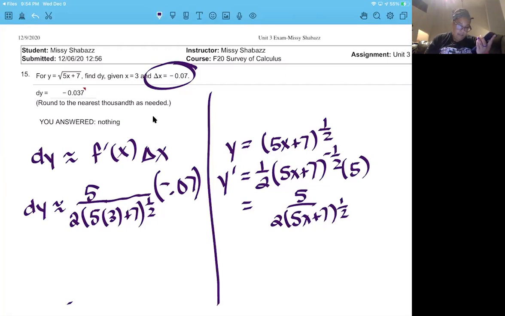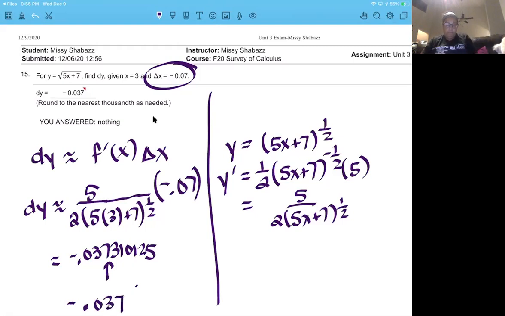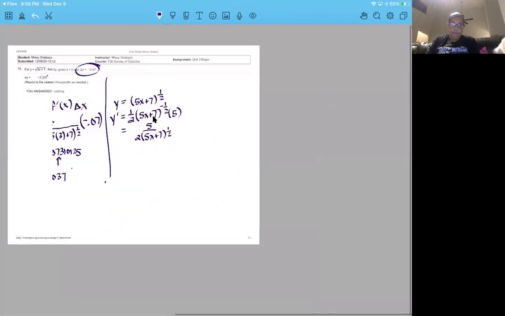And I am getting negative 0.0373100125. And they say round to the nearest thousandths, so I want to round to that one. The number after is 3, so I'm going to get negative 0.037. Next question.